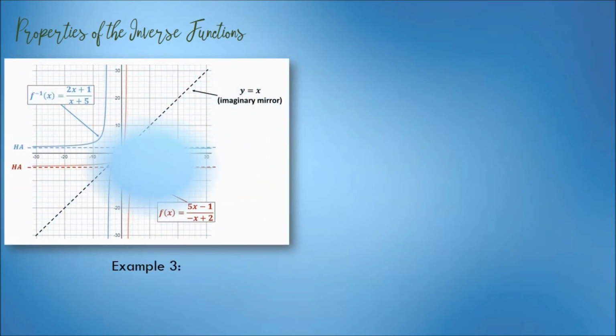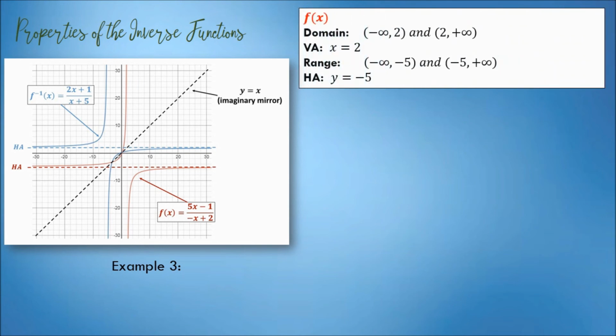One more example. We have these inverse functions. Since they are rational functions, the properties can be obtained through the process that we know from previous topics about rational functions. For f of x, the domain is restricted to positive 2. So, the domain is all real numbers except positive 2. X equals 2 is the vertical asymptote. The range is restricted to negative 5. So, the range is all real numbers except negative 5. Y equals negative 5 is the horizontal asymptote.